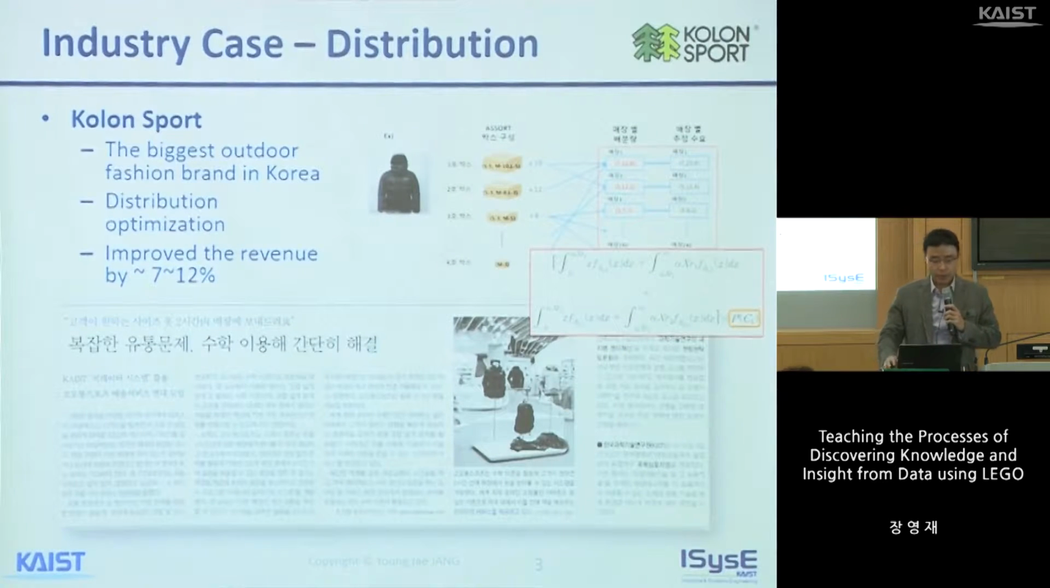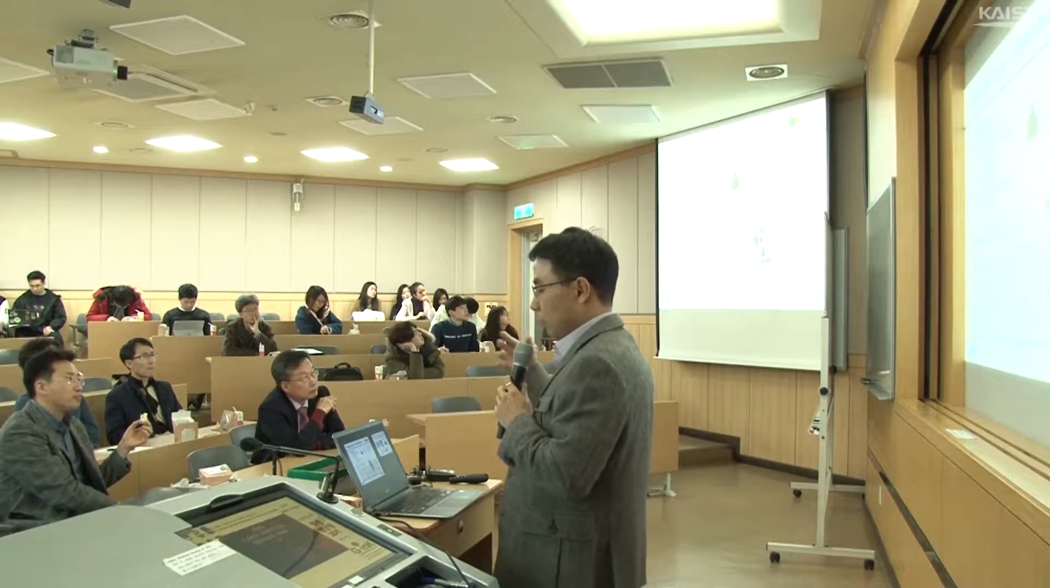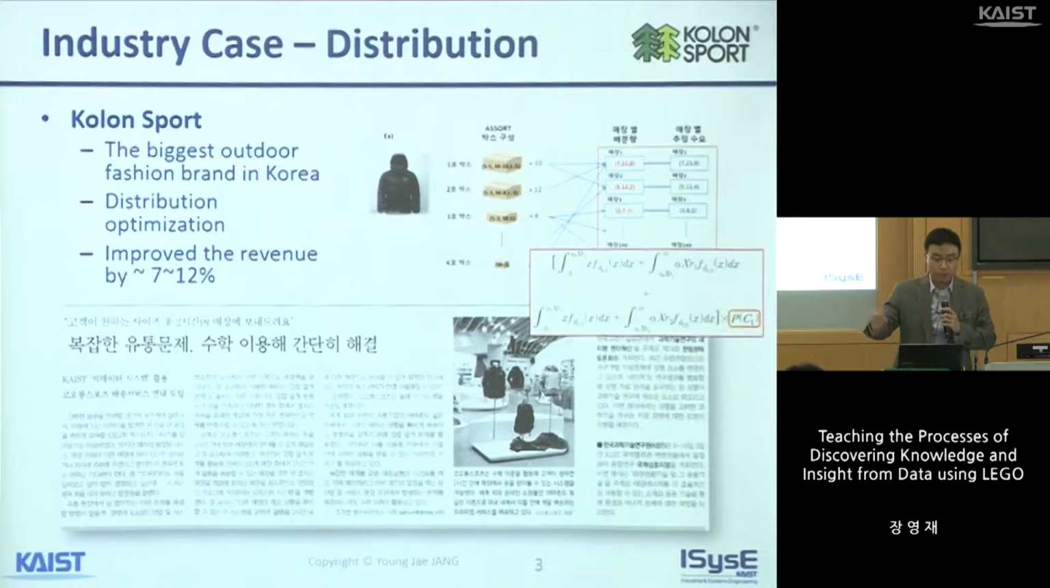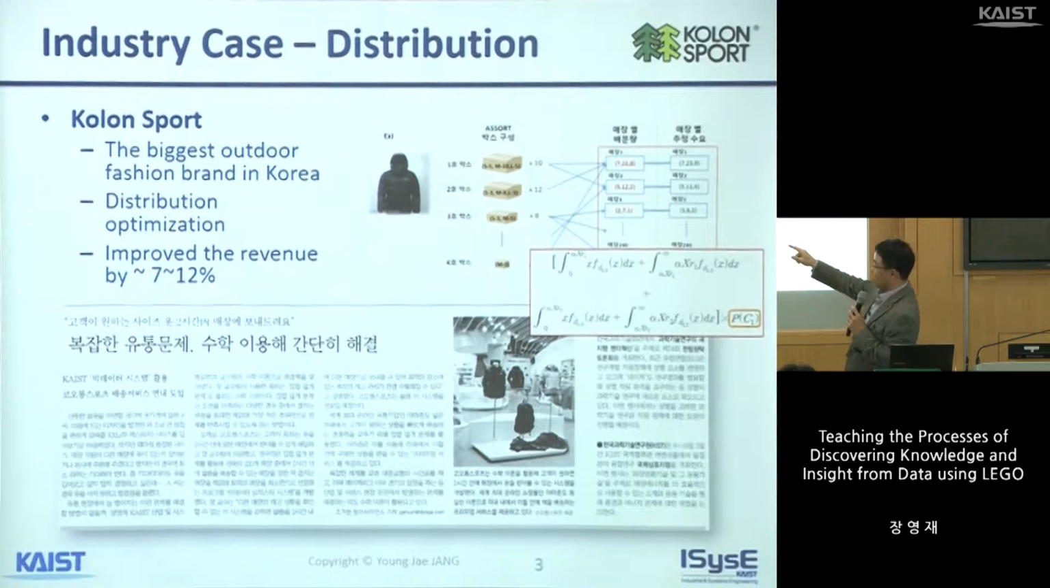For example, this is the most famous sporting fashion brand in Korea. We've been working with the company for 3 years, and we provide a solution in distribution. Basically, we try to decide which product has to be allocated to which store. In the past, that was based on experience, right? But we use an advanced algorithm with data analysis. We developed the system, and the company has been using it since last year. By the way, the article indicates that it's simple, but it's not simple.